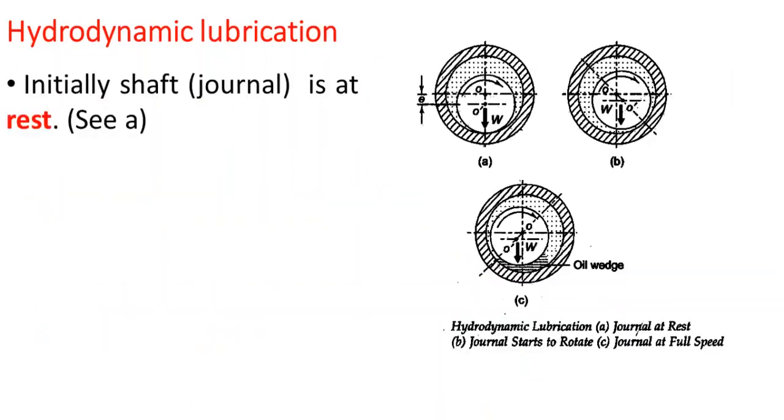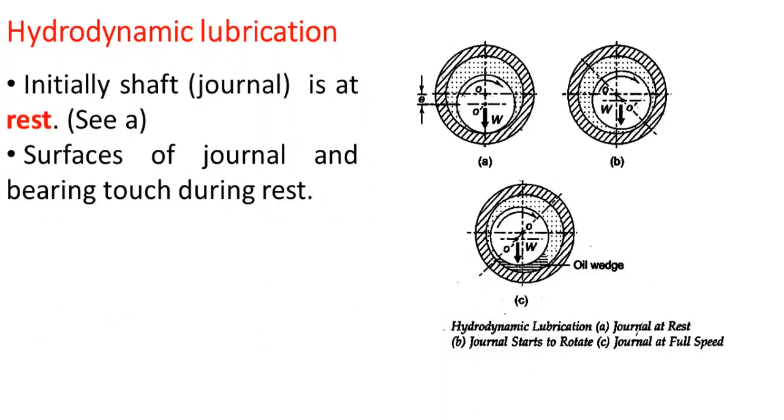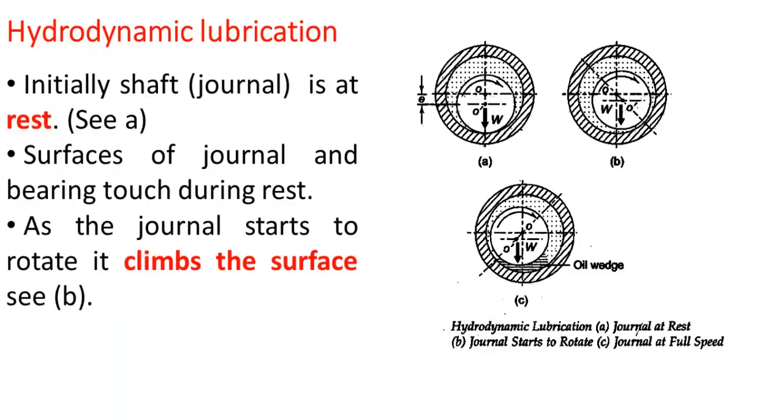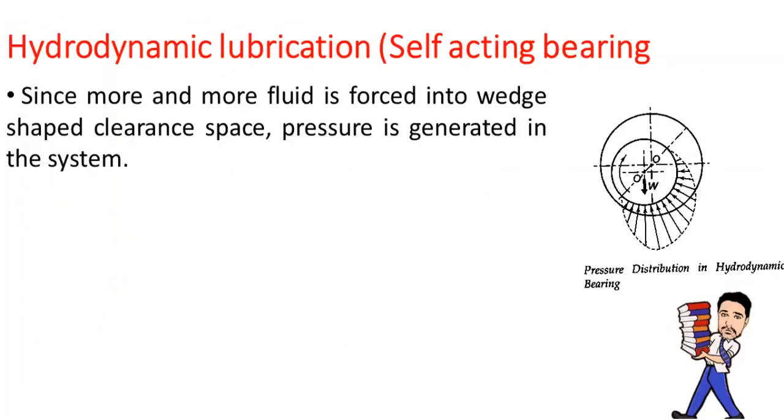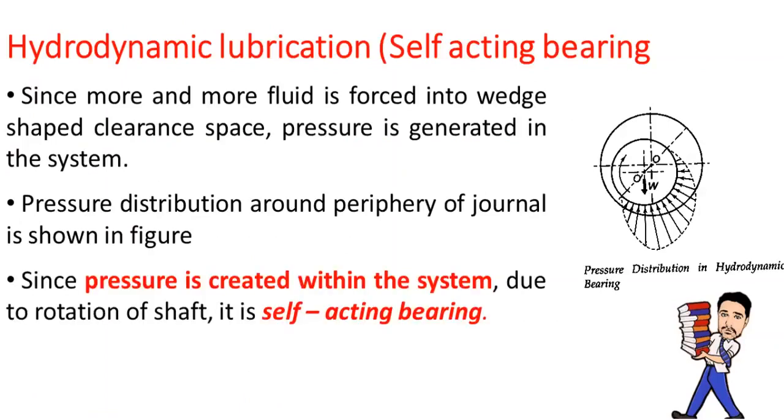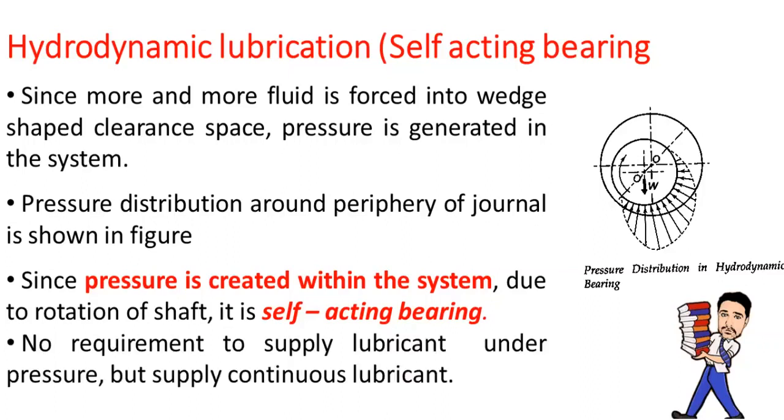Like I said, initially the shaft or journal is at rest. The surfaces of journal and bearing touch during the rest. As the journal starts to rotate, it climbs the surface, you can see in diagram B. As the speed is further increased, it forces fluid into the wedge-shaped zone. Here we are not going to use any external accessory like a pump to introduce the lubrication between the journal and the bearing. The pressure is created within the system due to the rotation of the shaft. Hence, hydrodynamic bearings are called self-acting bearings.